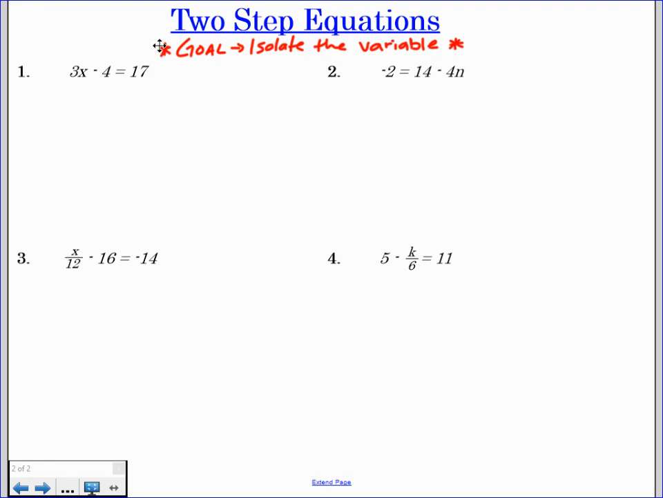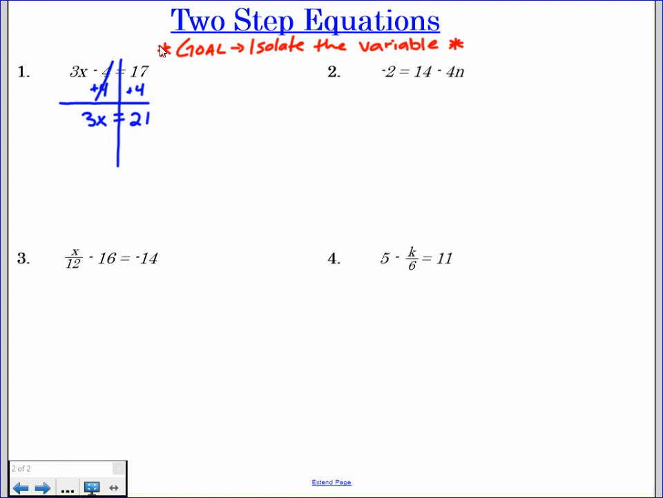Let's look at problem number 1. 3x minus 4 equals 17. First thing we're going to need to do is get rid of the added or subtracted term. So this minus 4, I need to undo by adding 4 to both sides. That's going to leave me with 3x on the left, and that's going to leave me with 21 on the right.